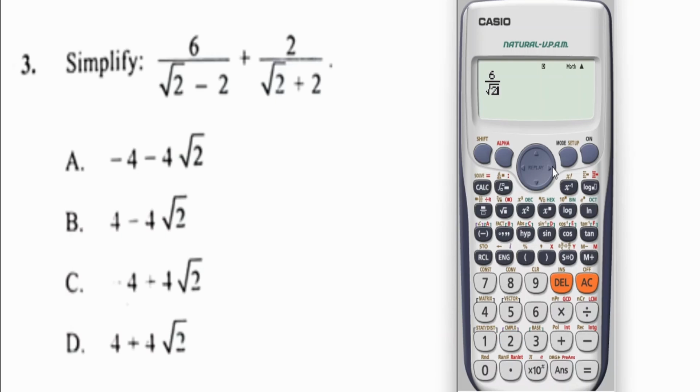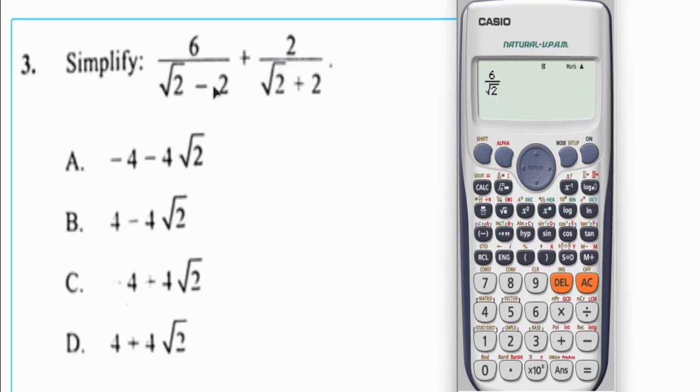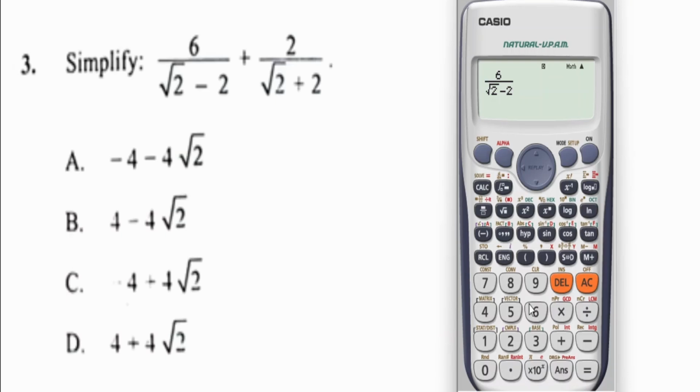Remember to use the right arrow key to bring the cursor out of the square root. Otherwise, the minus 2 will also be in the square root. Meanwhile, here it is outside the square root. So now we put minus 2. Then again, we use the right arrow key to bring the cursor out of the denominator.